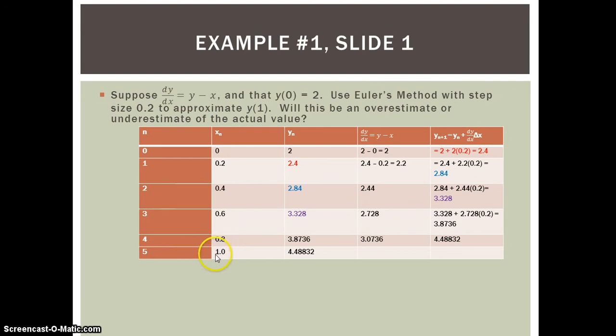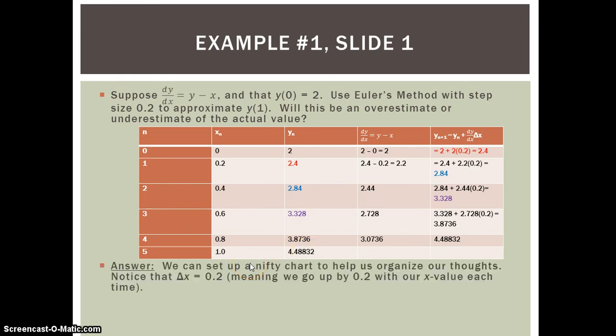So we end up with, at 1.0, our guess would be 4.48832. Be careful you don't go too far in your chart. Once you get to x equal to 1 in this case, whatever y corresponds to that when you fill in your chart is going to be your answer. Notice our delta x is 0.2, as we said before, and the chart gives us what we want. y of 1 is equal to 4.8832.